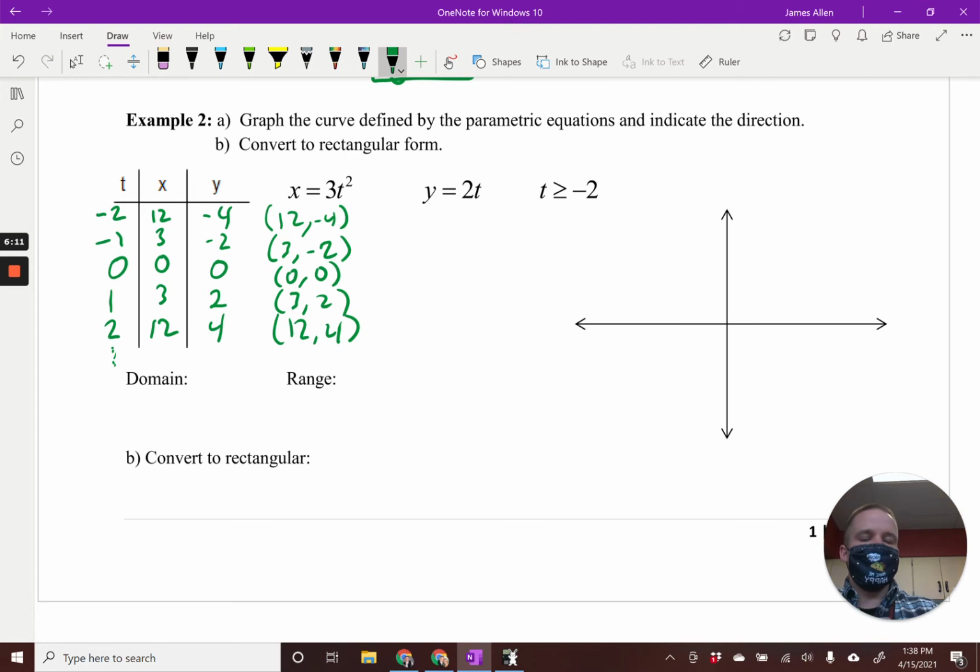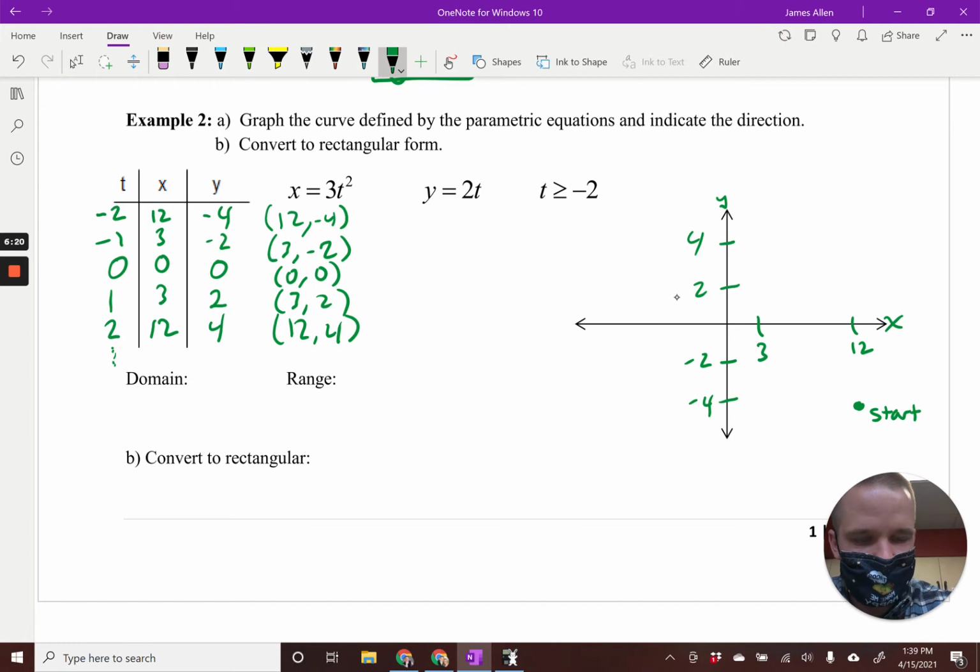So again, let's go ahead and scale accordingly. All right, I put the necessary ones there. So if I have 12, -4, that puts me right down here, and this is our start. Maybe I'll write that so I don't forget. And then I've got 3, -2, which would be right here. And then 0, 0. And then 3, 2. And then 12, 4.